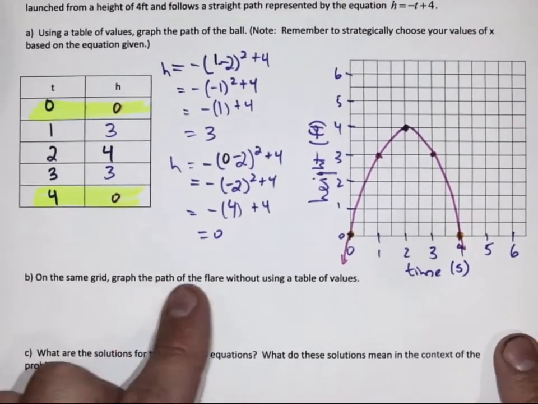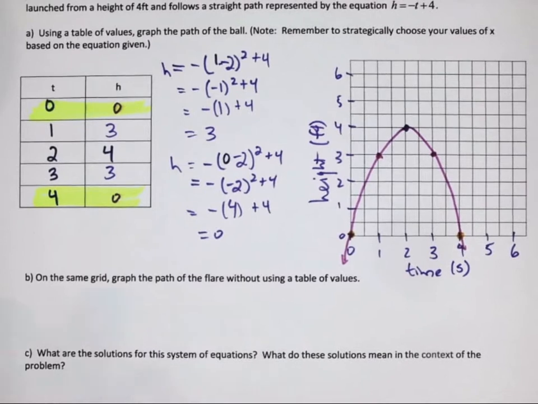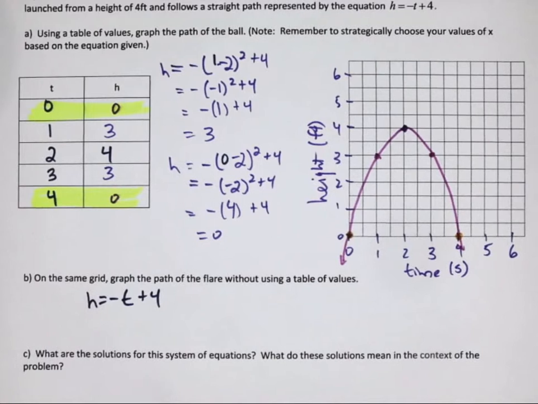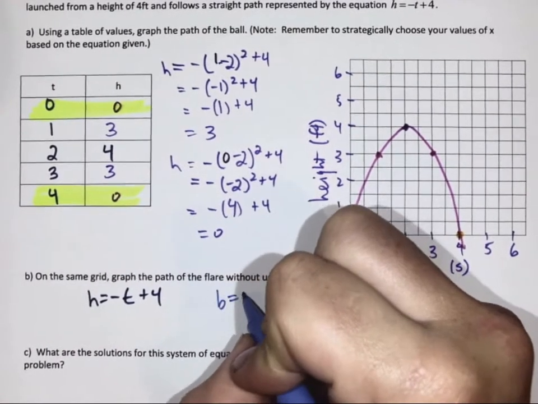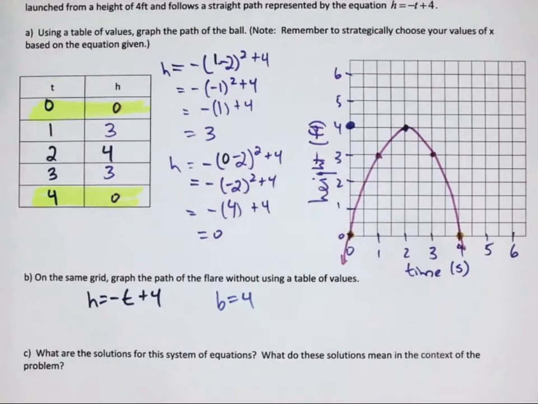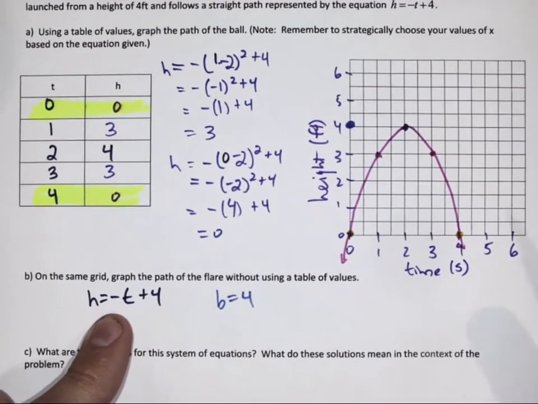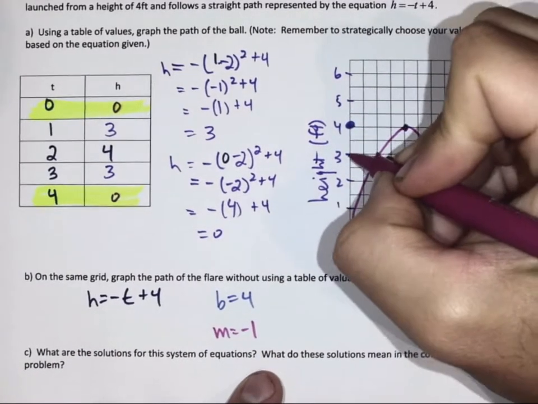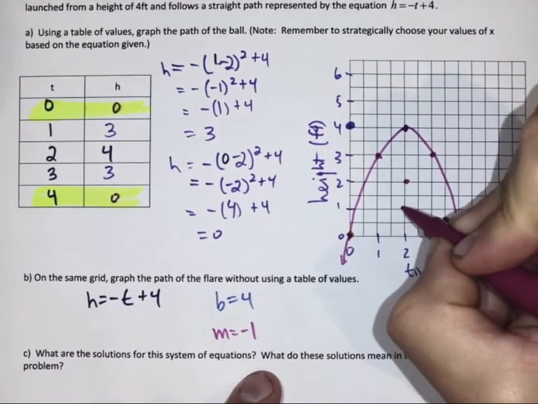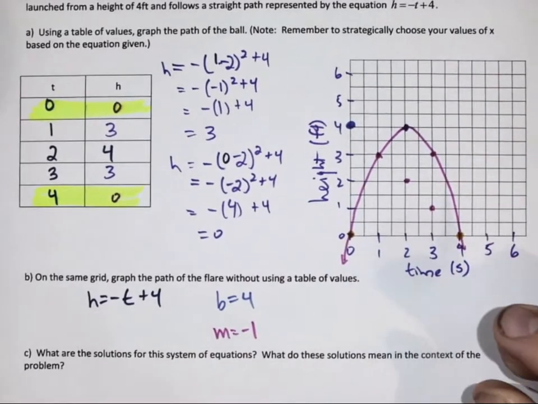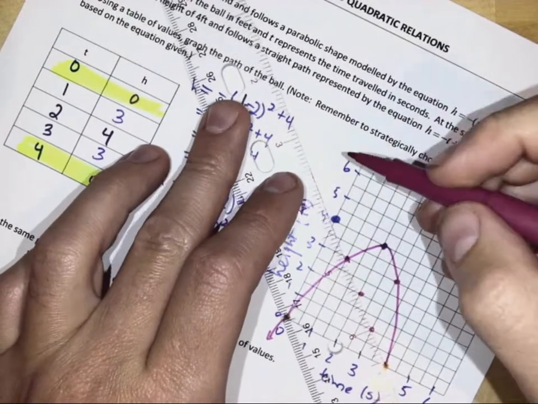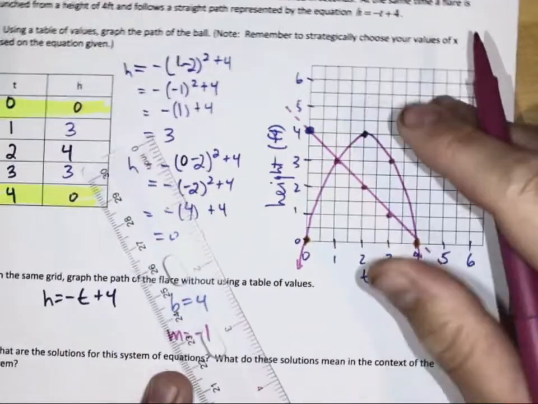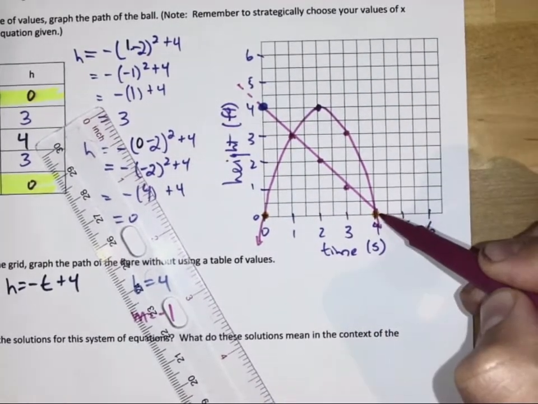Now on the same grid, I'm going to graph the flare without using a table of values. So remember that the flare equation is negative t plus 4. So state what I know. I have a y-intercept of 4. There's the flare. I have a slope of negative 1. That means down 1 to the right 1. So down 1 to the right 1, down 1 to the right 1, and so on. And I can graph my line. Again, my line would continue forever in both directions, but I only care about from when it's fired to when the flare hits the ground or is done.